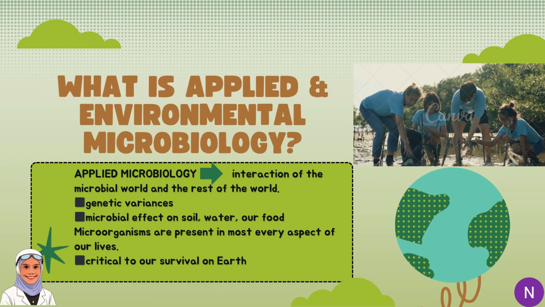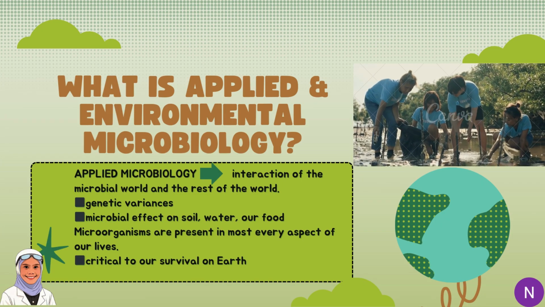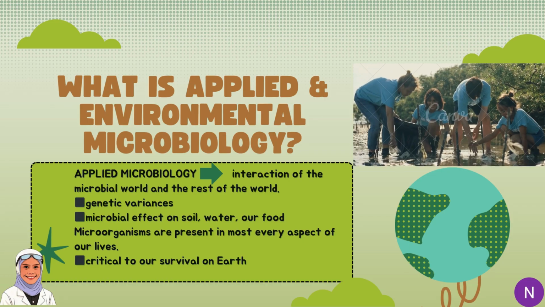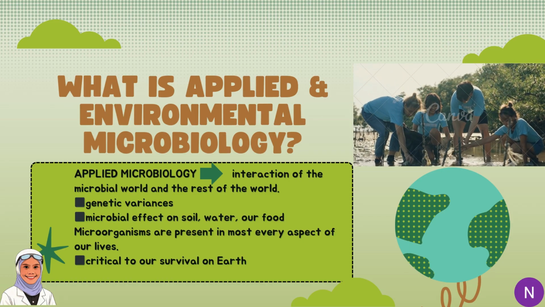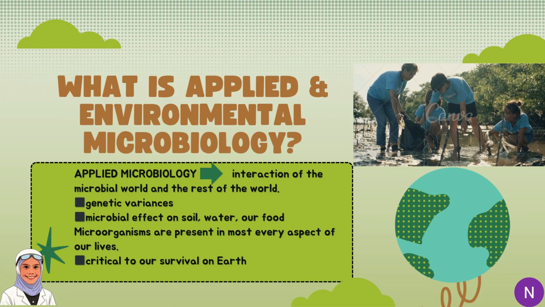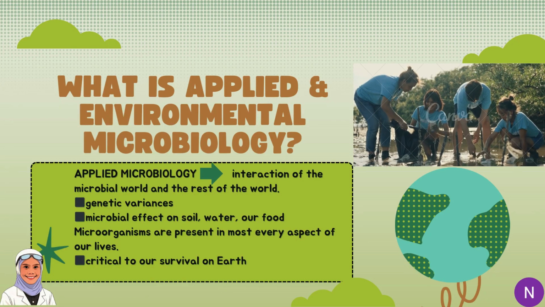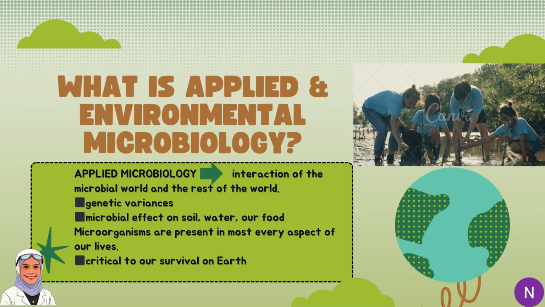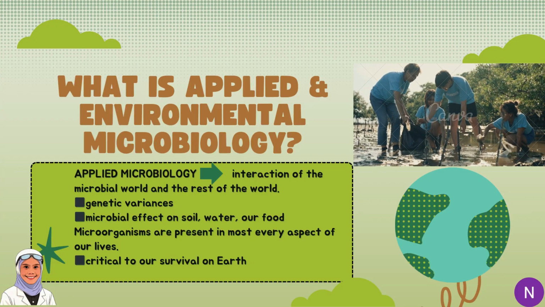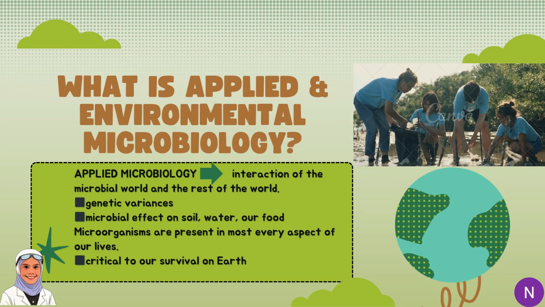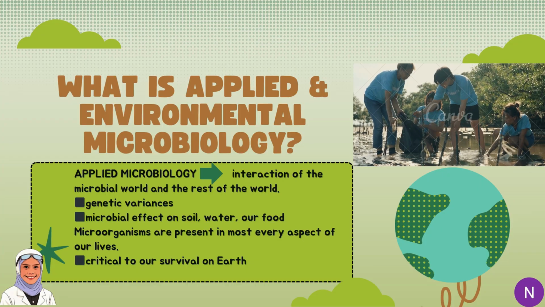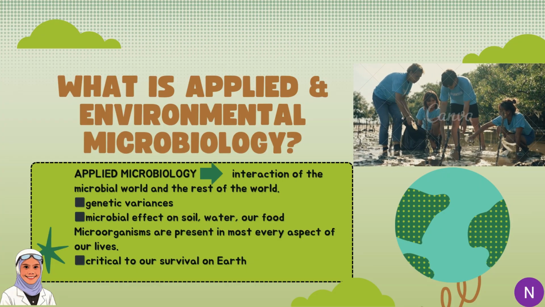So when we talk about environmental microbiology, the next question would be: what is environmental microbiology, or basically, what is applied microbiology? Applied microbiology is learning the interactions between the microorganisms and the rest of the world. That includes genetic variances and the effects of microorganisms on soil, water, and food, because we know microorganisms are present in every aspect of our life, which leads to the question of why it is very important to understand their survival on Earth.